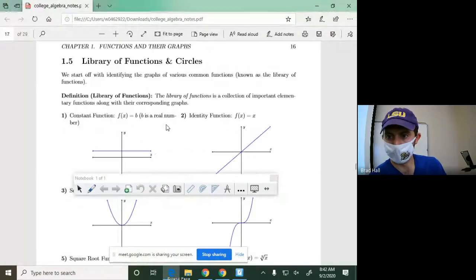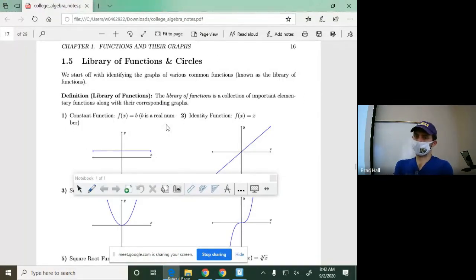Okay, so we're going to move on. So library of functions and circles. All right, so one of the hurricane stipulations is now circles is just gone. You might have noticed in your homework, or you might not have. All the circle problems should be gone. Or if they are there, you should already have gotten credit for them. It's one of the two.